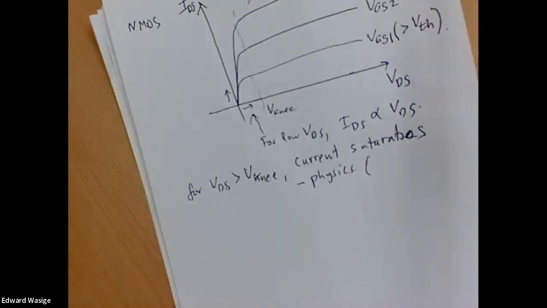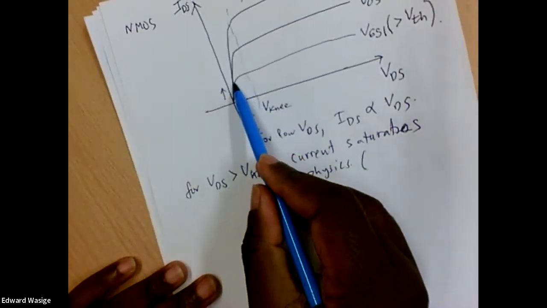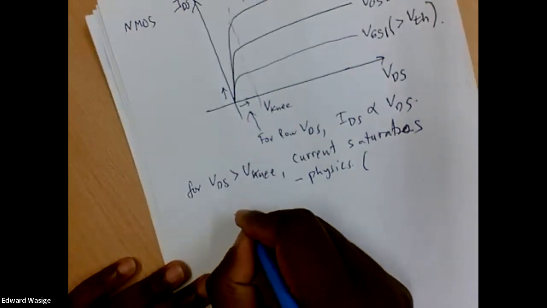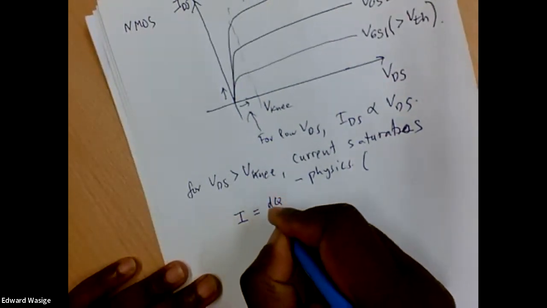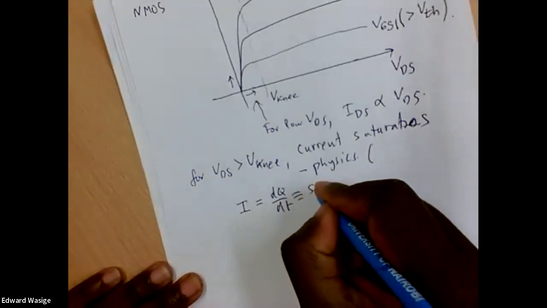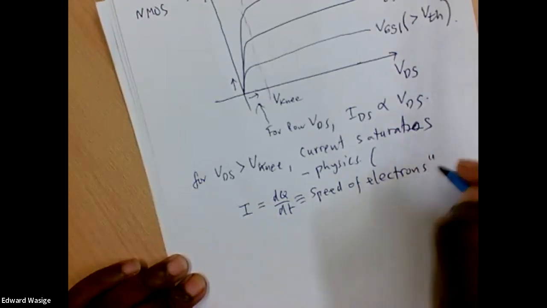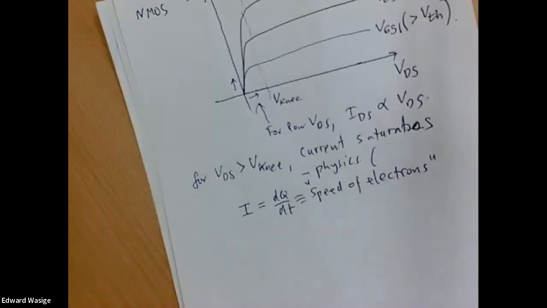Physics, which means, if you read the first so many pages, that when we apply a voltage between drain and source, the electrons start to move. If you apply more voltage, they move even more quickly, so the current increases. Remember, if we write current in mathematics, it is dq/dt, the rate at which charge is changing, or the speed of electrons. So how much current flows depends on how quickly the electrons are moving.